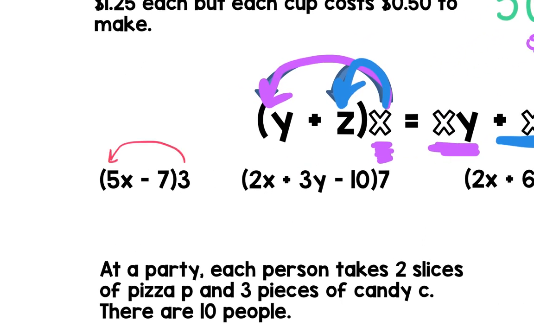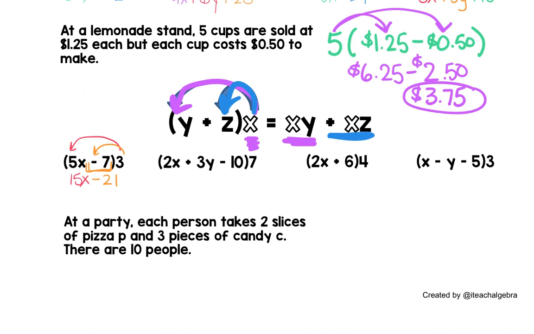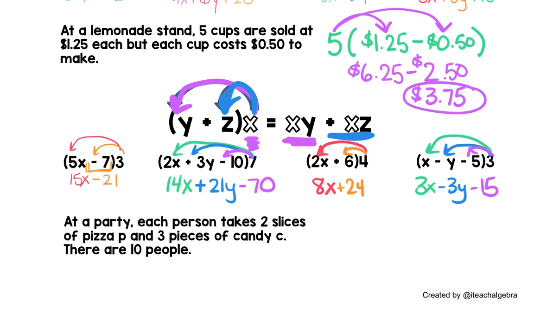literally go backwards. So 3 times 5x is 15x. 3 times negative 7 gives me a negative 21 there. And that's how you get that expression. Try these 3 on your own. Here are the answers. Make sure you got those signs correct.